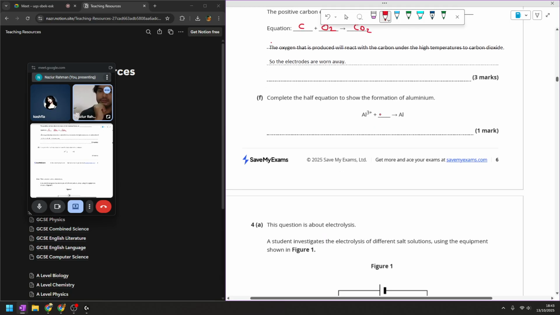Complete the half equation. So what do we have here for the formation of aluminium? Electrons. Yeah, how many? 3. There you go.